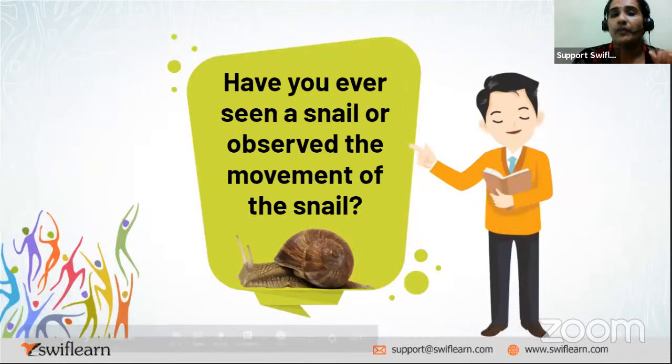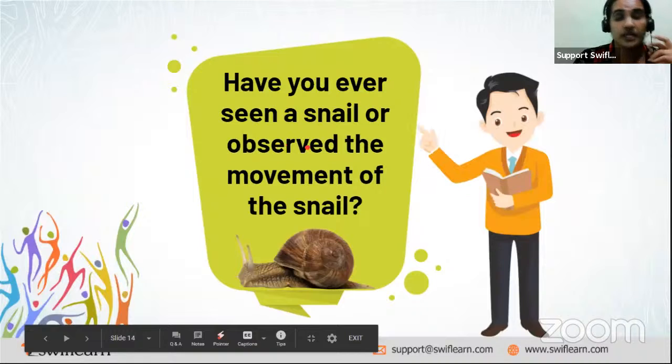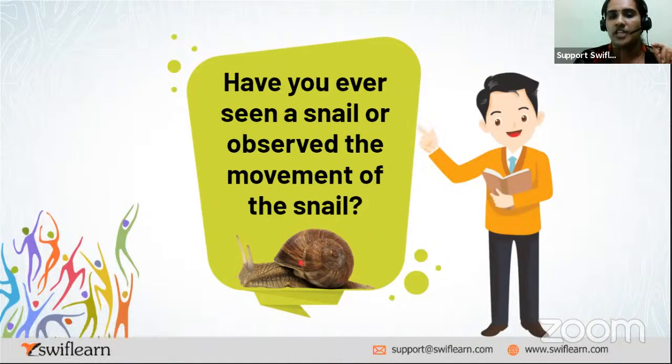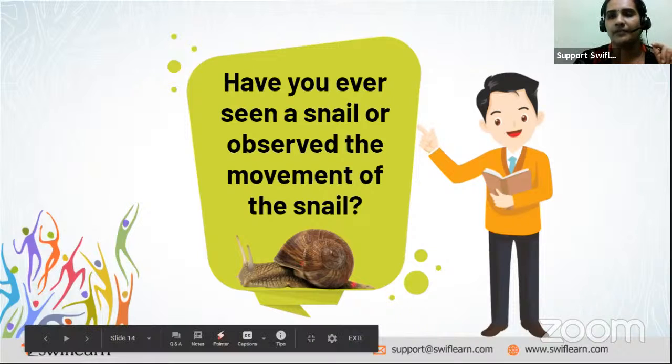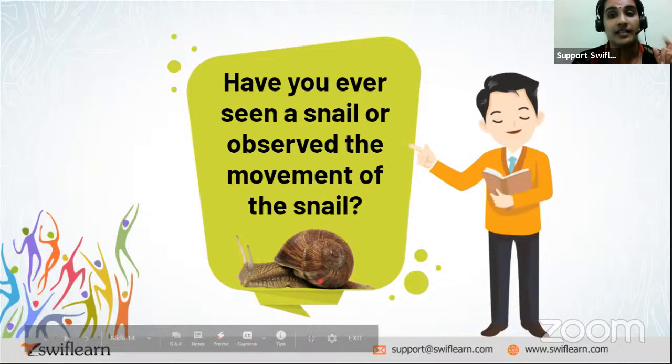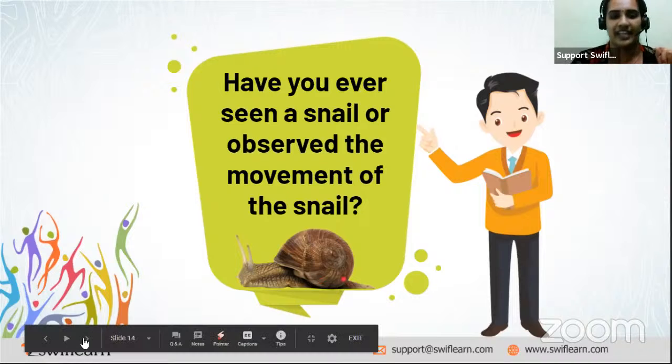Now, have you ever seen a snail or observed the movement of a snail? This is a snail. Can you find anything here? Yes, you can find two antennae, a shell here, and a muscular body here. That is our snail.